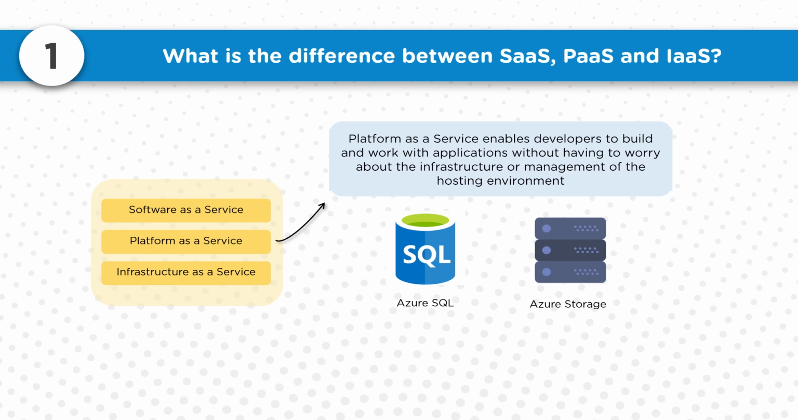In other words, with a platform as a service, all the things that I've mentioned, like the servers, the server software, the hardware, everything is managed by the provider, and we can focus on the business side of the scalability, and we can focus on application development of our product or the service. So in short, platform as a service is a service that enables developers to build and work with applications without even having to worry about the infrastructure or management of the underlying hosting environments. And some examples of PaaS in Azure are SQL and Azure Storage.